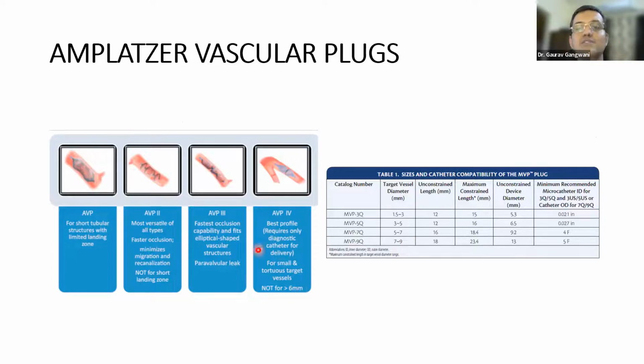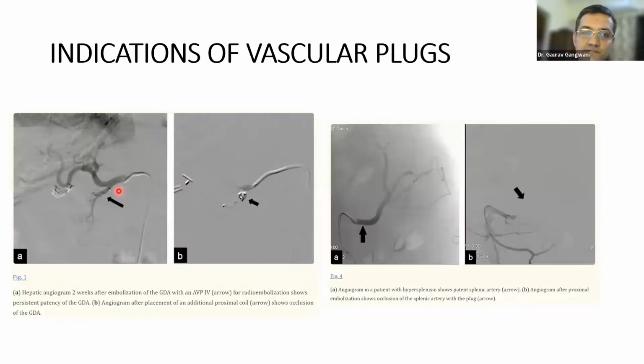You can take a screenshot and study on your own in detail. Medtronic has also launched microvascular plugs which can go through microcatheters, and even 0.021 and 0.017 microcatheters can help deploy these. So these are also good in certain kinds of vessels, especially smaller vessels like the type 1 AVM case we saw.